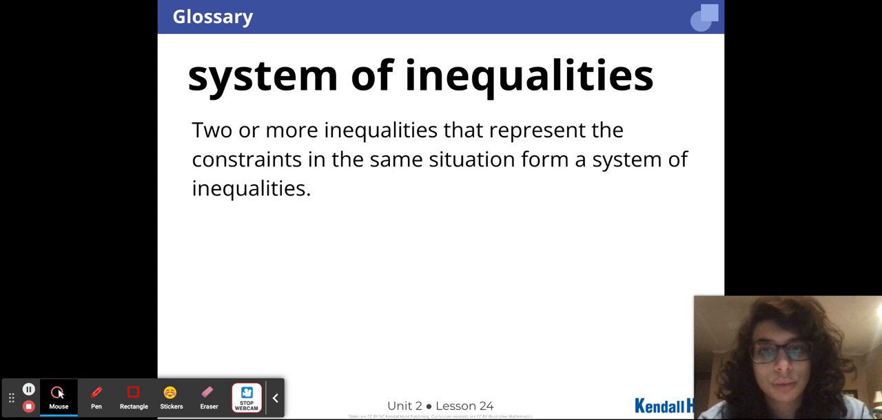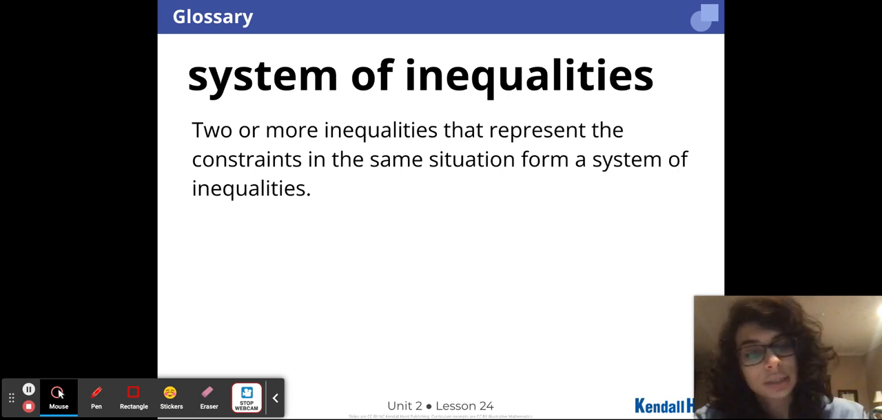So, today I'm going to introduce to you what a system of inequalities is. Same thing as a system of equations. In this case, we're just dealing with inequalities. So a system of inequalities is two or more inequalities that represent the constraints in the same situation, and they form a system of inequalities. Like I said, the same thing as a system of equations. This is just inequalities instead of equalities.